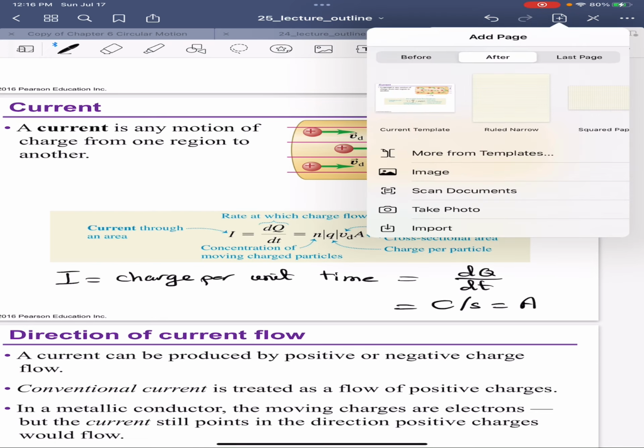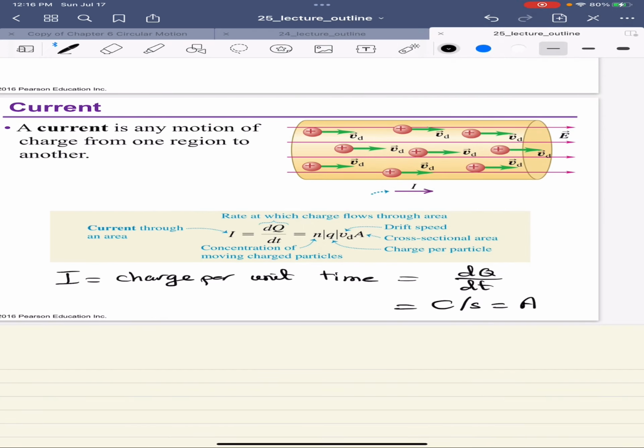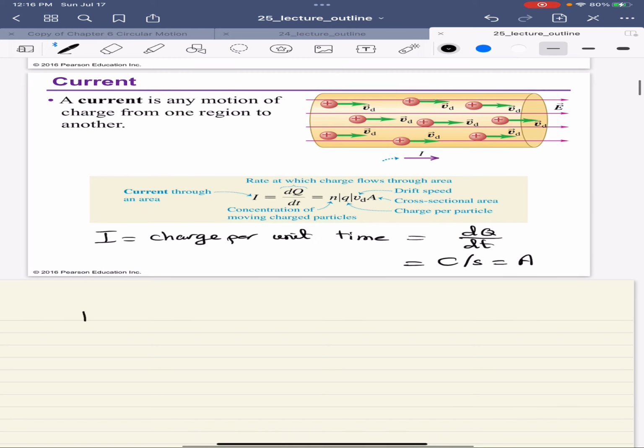Also, I can calculate current using the other equation, which has these variables. N is the number of charges per unit volume. Q is the magnitude of the charge. Vd is the drift velocity. And A is the cross-sectional area of the wire.